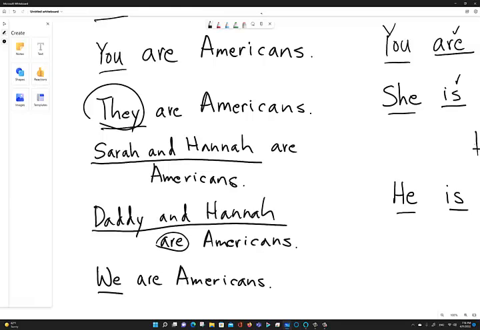The word are, A-R-E, refers to more than one person. When you use the word are, this to-be verb refers to more than one.